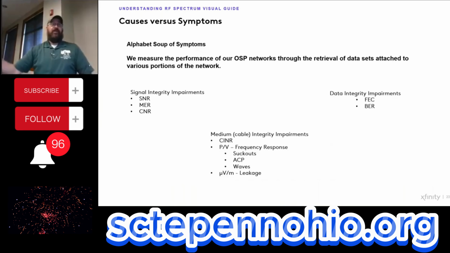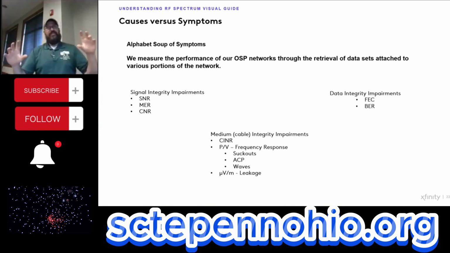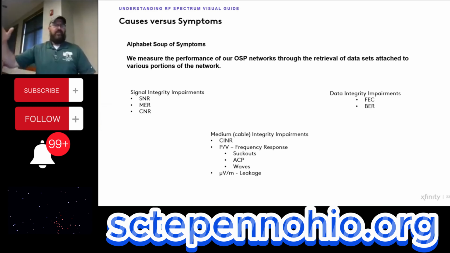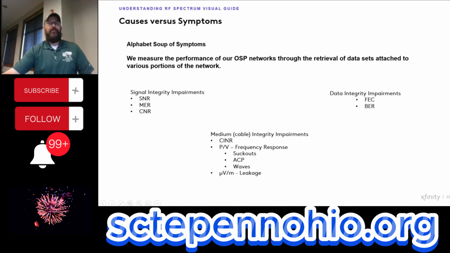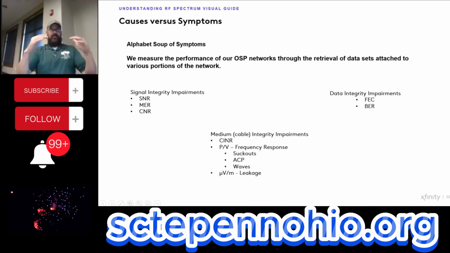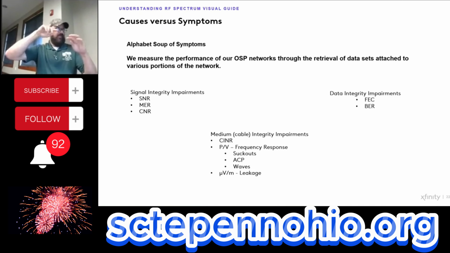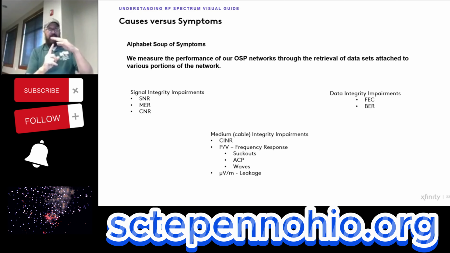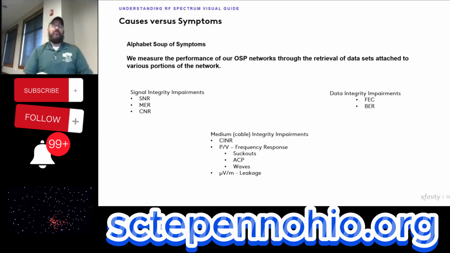Okay, so again, talking about the alphabet soup of symptoms. Now, this is my personal evaluation of how to break certain symptoms into buckets. We talked about SNR, MER, CNR. There's another one that we haven't talked about, the carrier to interference noise ratio. Remember when we were talking about ingress and looking at our downstream, you may not see the ingress exceeding the level of your carrier, but it's hiding underneath it. And that'll show up as a degraded MER on that carrier. That's actually the carrier to interference noise ratio.